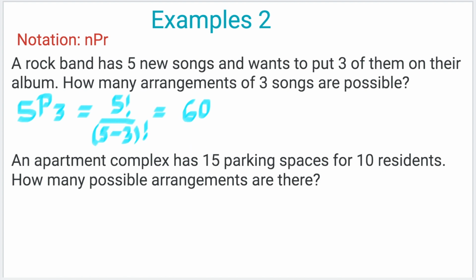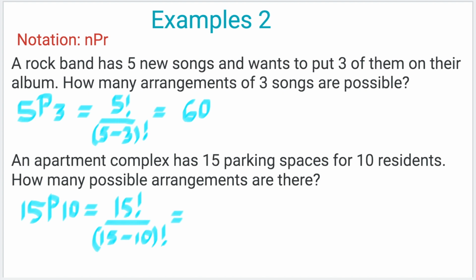So the notation is going to be 15 permute 10, and that is 15 factorial divided by (15 minus 10) factorial, and that's going to be equal to 10,897,286,400 possible arrangements. So if you have an apartment complex and there are over 20 parking spaces, there are so many different ways that you can arrange the residents in those parking spaces.